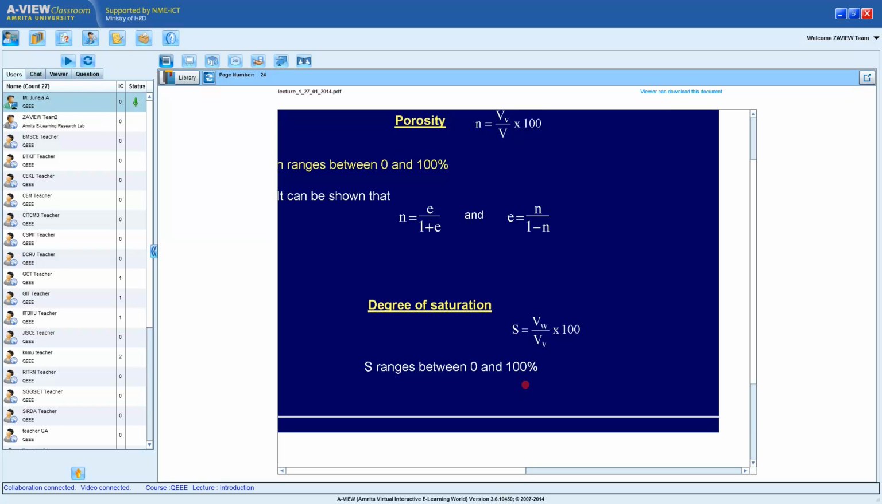If I want to rephrase this, if I say my degree of saturation is 100%, I will say my soil is saturated. Okay? It cannot take any more water. That is my saturated soil.